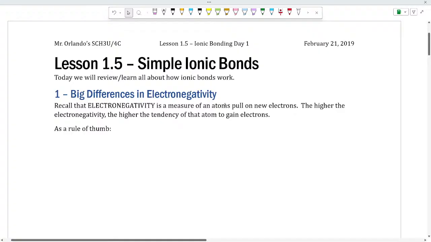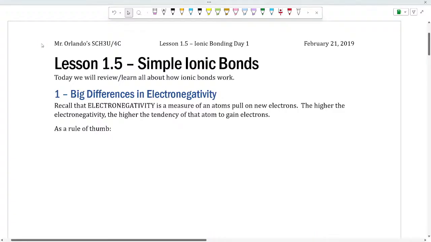So we want to take a look at ionic bonding, but first I want to mention the idea of electronegativity. I want to bring that back to us. Can somebody remind me what that term means? Electronegativity. Isn't that basically the attraction of electrons and giving or taking or something like that?